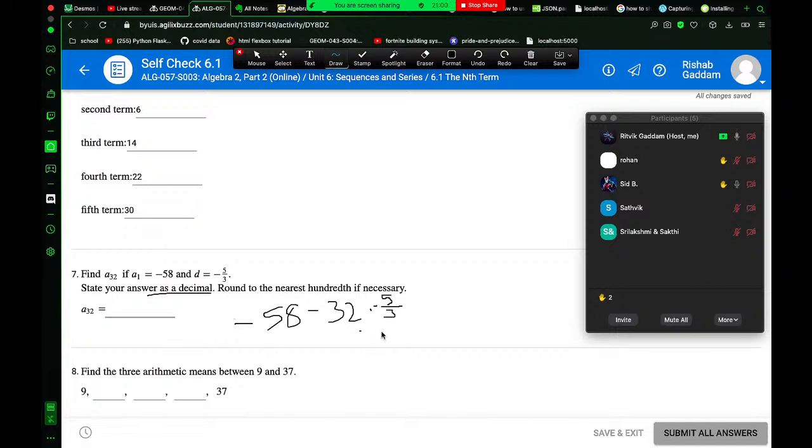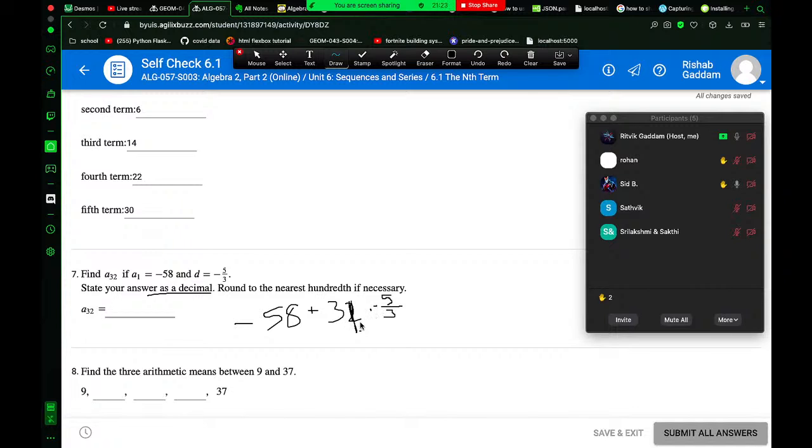No, I think it would be a decimal because... No, not the answer. I'm talking about the formula. You put negative 58 minus 32. Would it be positive 31? Oh yeah, sorry. Yeah, thanks. Okay, so when you do that, this is a really big decimal.